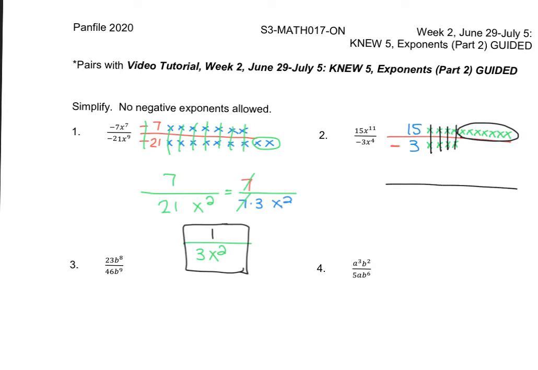Okay, I have a positive on the top, negative on the bottom. That's going to leave me with a negative. Now, we've talked about this before, but it's worth mentioning again. When I just have one negative, it can go on the top, it can go on the bottom, it can go out in front, but it can only go one of those places, because as soon as I add in another one of those negatives to make it 2 negatives, like in number 1, it turns to a positive. So I'm just going to put it out in front.